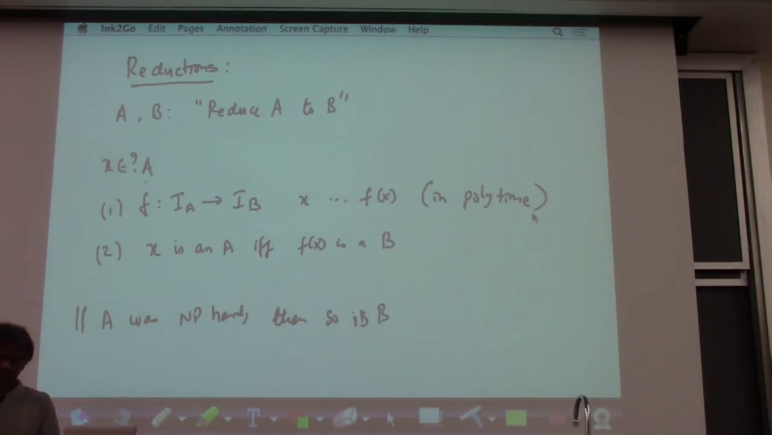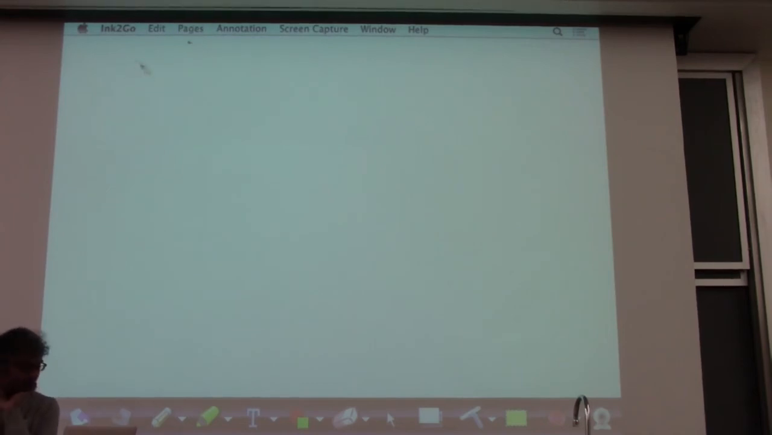Alright. Now again, instead of dwelling on this more abstract thing, which is clearly causing some confusion, let me just give you an example. Okay. Let me just go to a new page while you try to do this. Okay, so we have the problem of circuit SAT.